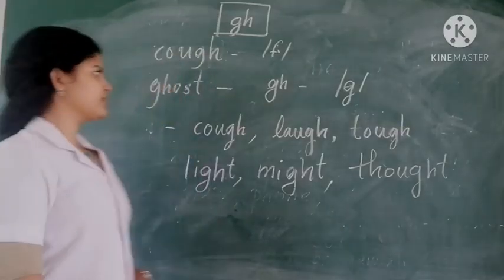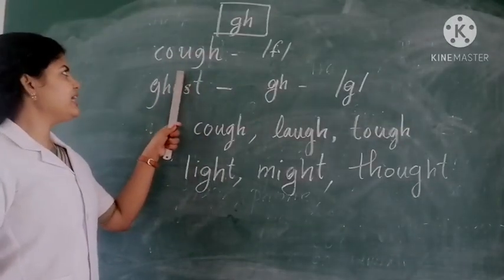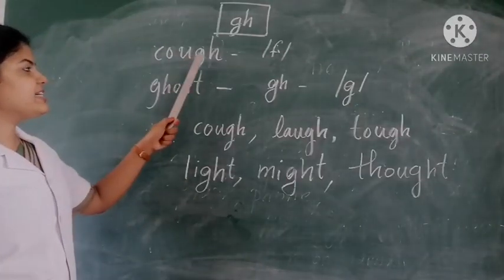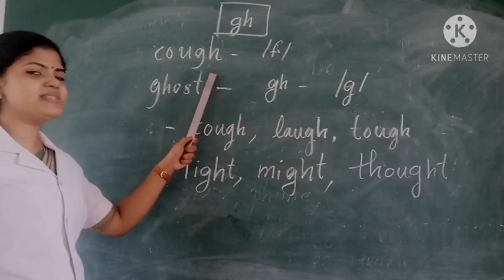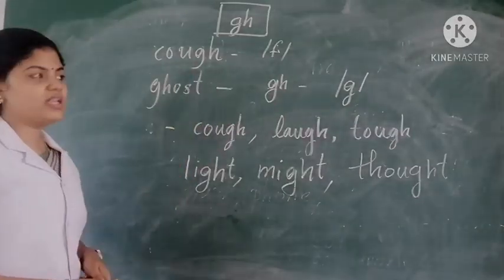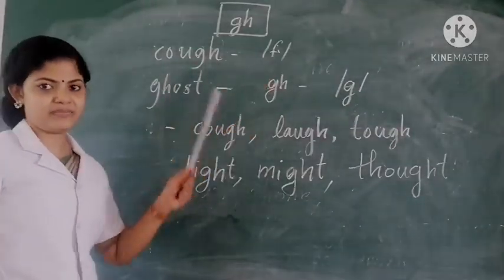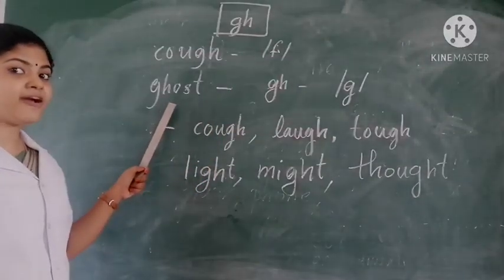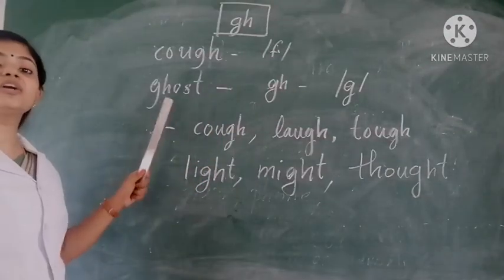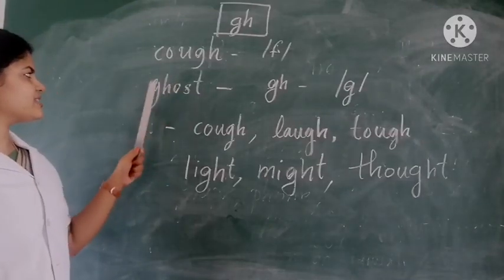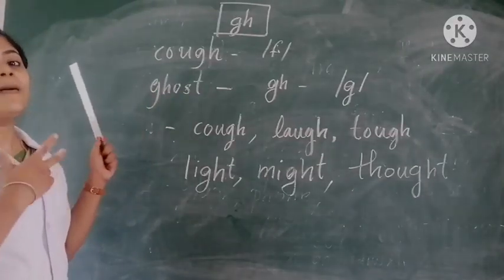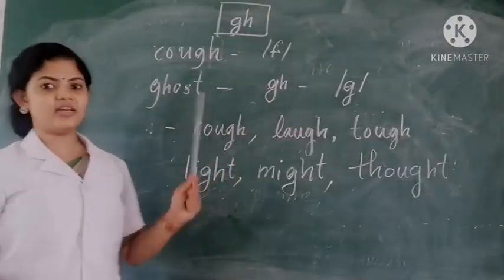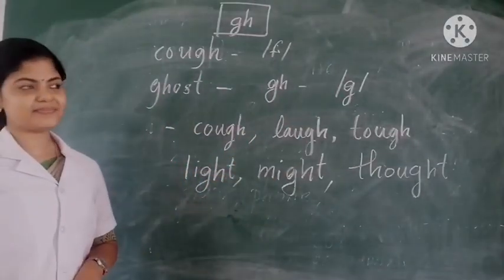See children, in this word cuff, you can see the letters G and H. It comes at the end of the word. We pronounce it as F, cuff. When these letters come at the beginning of a word, here you can see the word ghost. So the letters G and H come at the beginning. We pronounce this G and H as G, ghost.